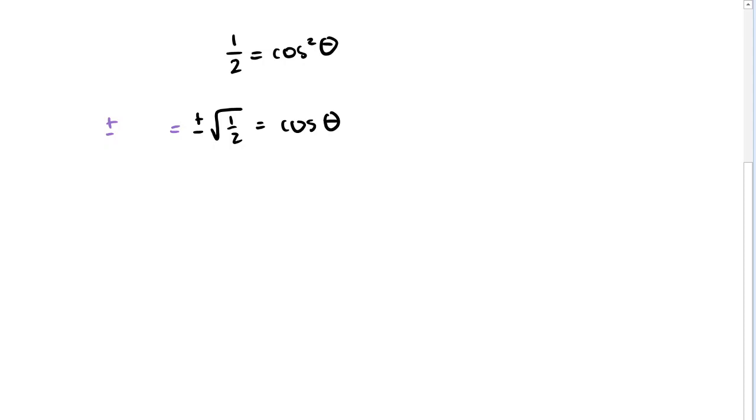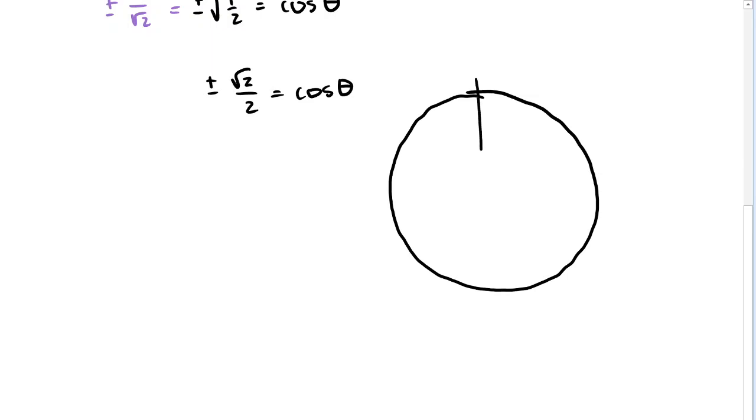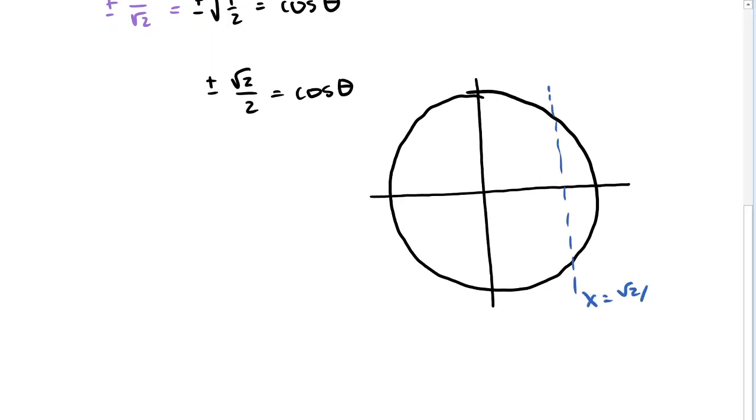That's the same as plus or minus the square root of 1 over the square root of 2, which is 1 over the square root of 2. And we saw in one of our first examples that this is the same as the square root of 2 over 2. And so solving this equation really amounts to looking at our unit circle and determining what angles theta give us an x-coordinate of plus the square root of 2 over 2 or minus the square root of 2 over 2.